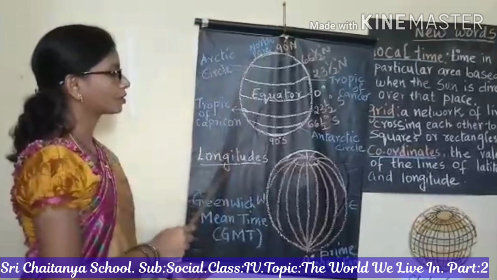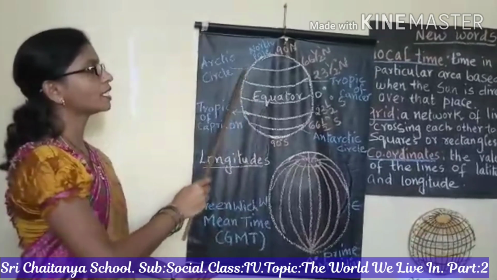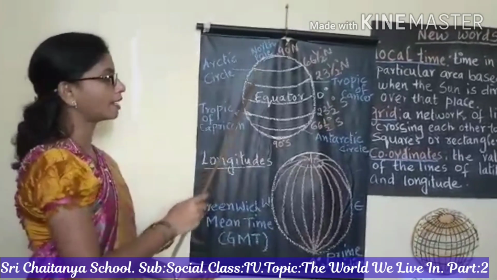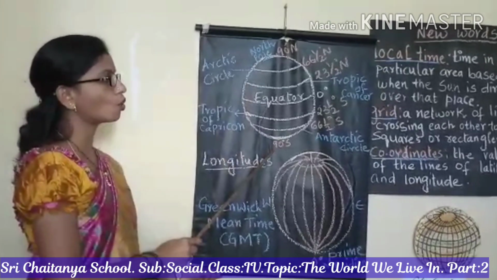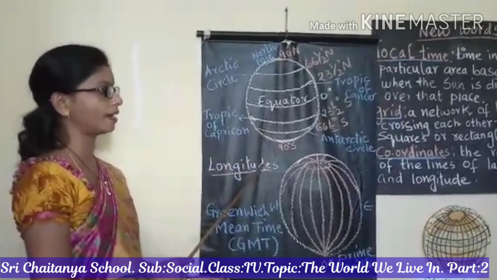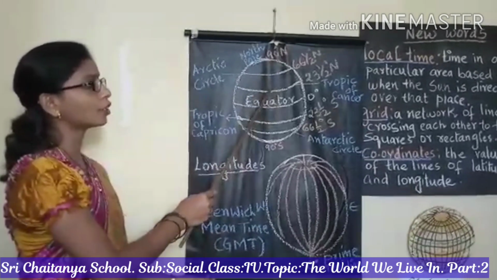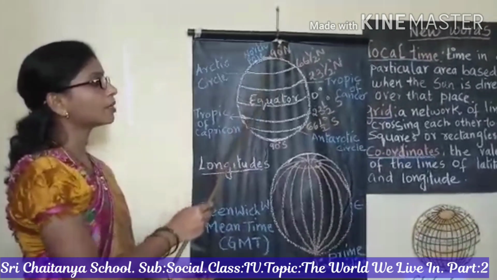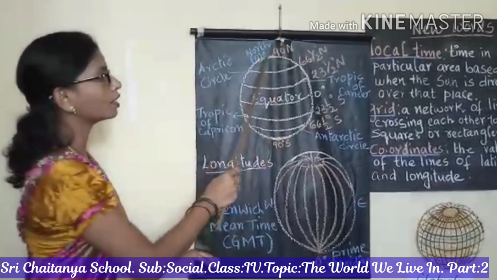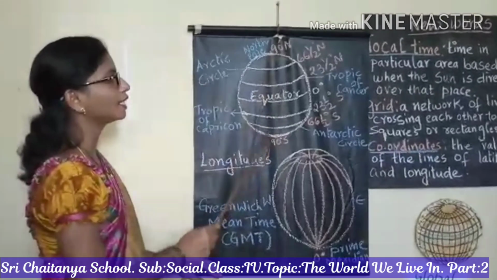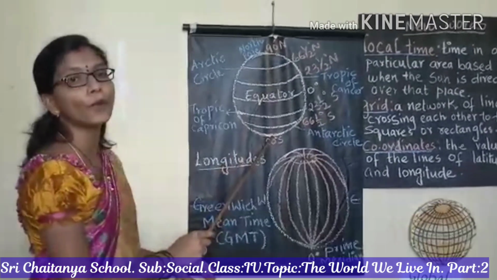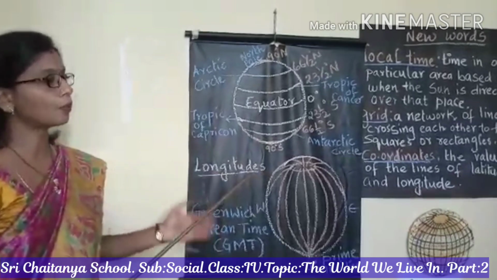Children, look here. We have 90 latitudes to the north and 90 to the south. So overall 180 latitudes we have. And as the latitudes move away from the equator, they become smaller in size. So here the last latitude, the 90 degrees, is just a point.